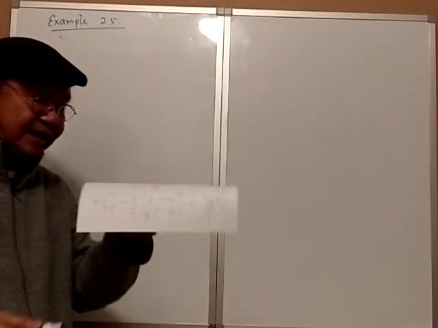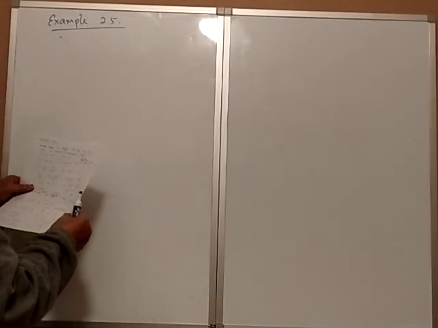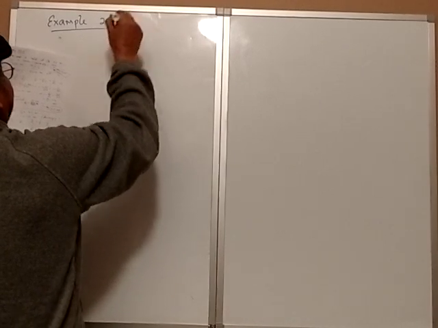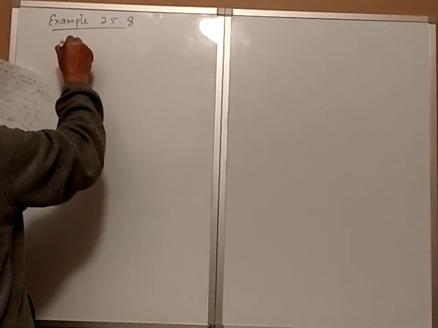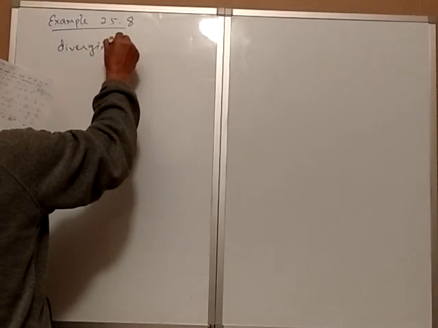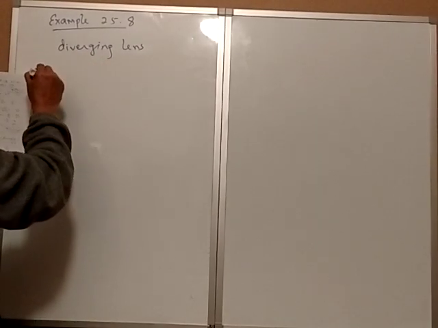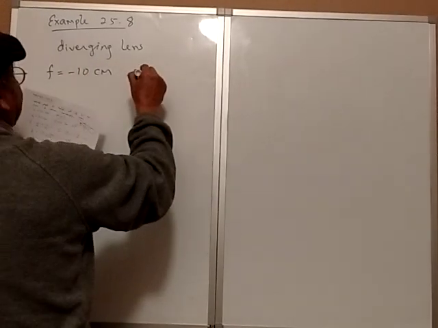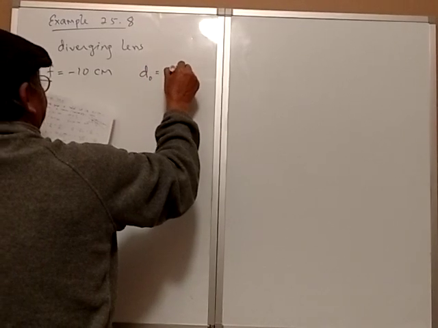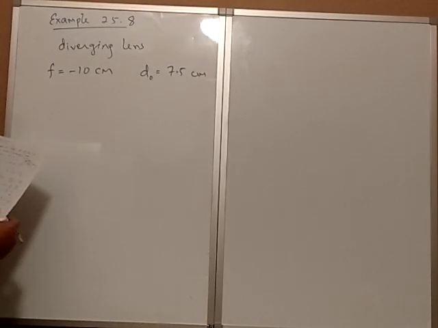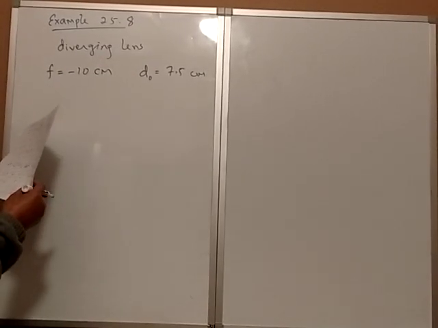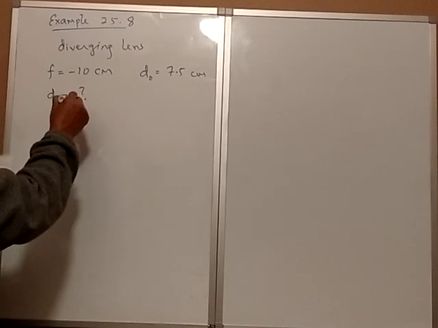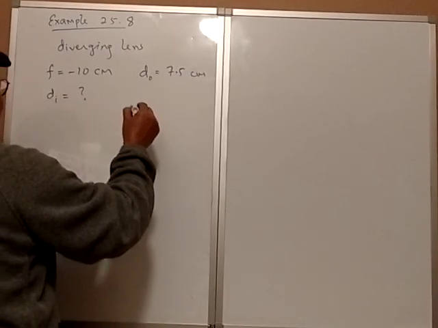So for 25.8, it's a diverging lens again. Oh no, this is a diverging lens, so that's a concave lens, so it's a different one. 25.8, so that is a diverging lens. Focal length is given negative 10 centimeters. I'll explain to you in a second. And the object is given at 7.5 centimeters. So things are the same as before, but the only difference is converging lens and diverging lens. You want to find di, image distance, and then you also want to find the magnification m, right?